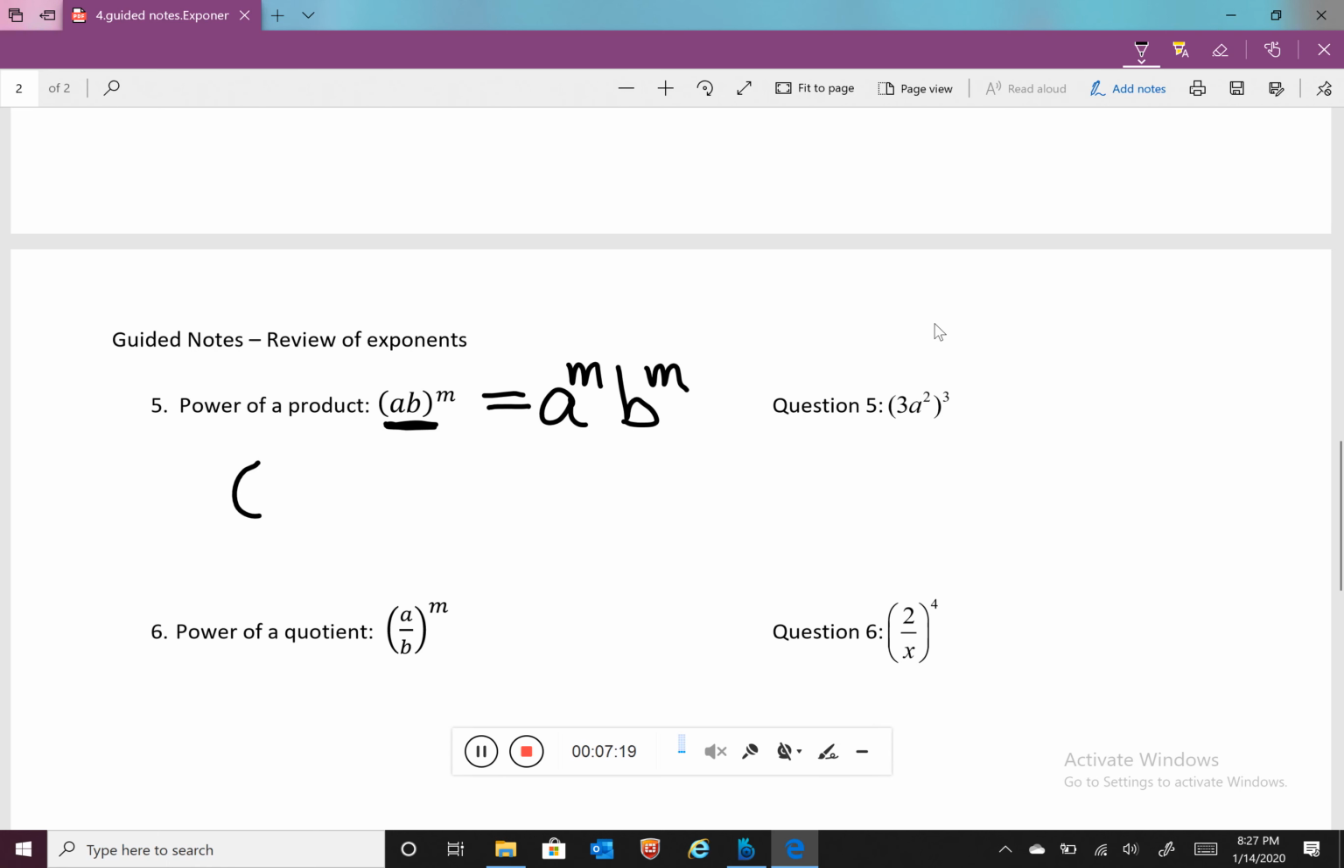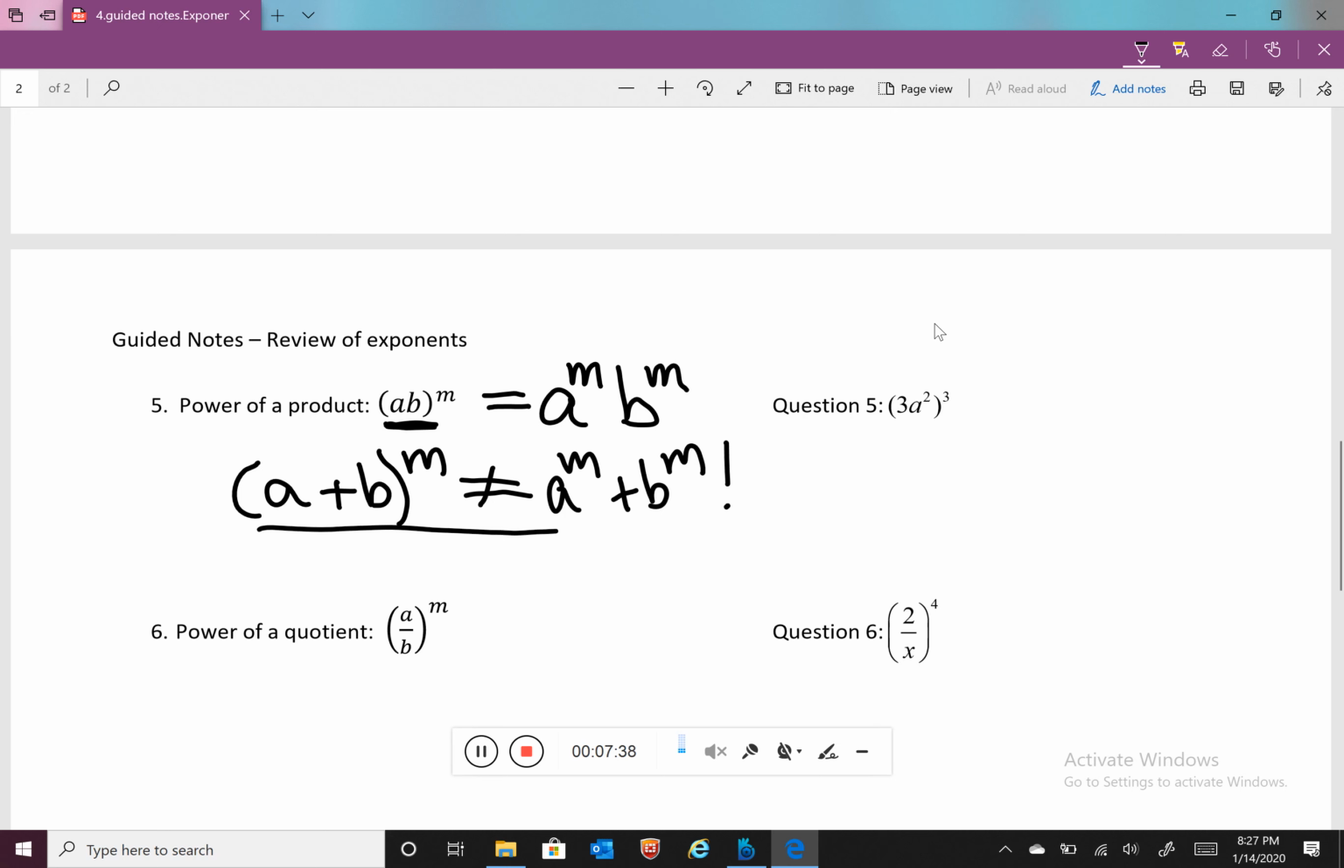Now, one of the things that's going to pop up in this class: what if you had something like this? This is not equal to a to the mth plus b to the mth, and we're going to see why that is true later on in this course. You might know it already, but make sure you know you cannot distribute an exponent over terms. Terms are connected by addition or subtraction, so make sure that you do not do that. And make sure you tackle question number 5 in your video.